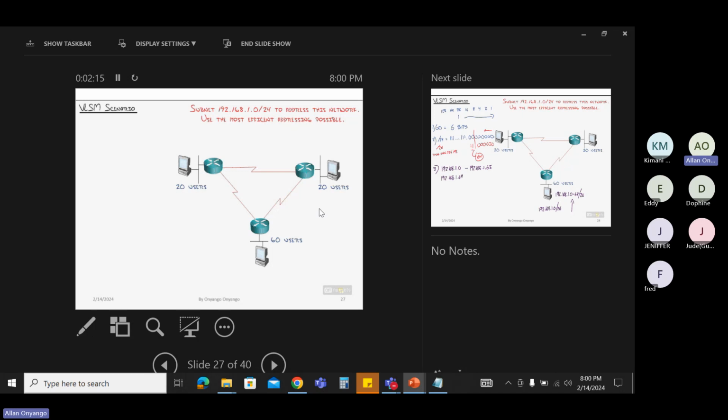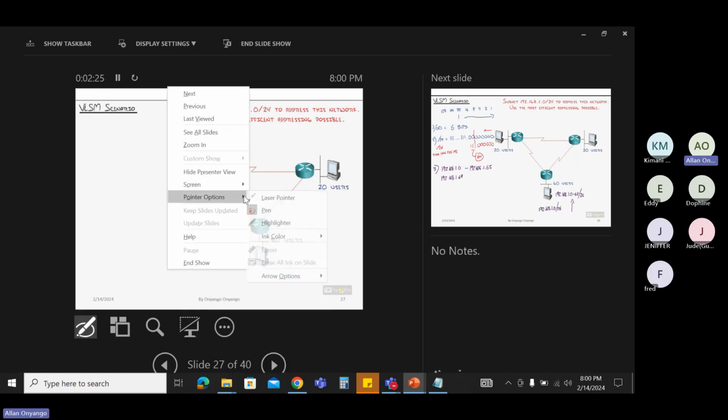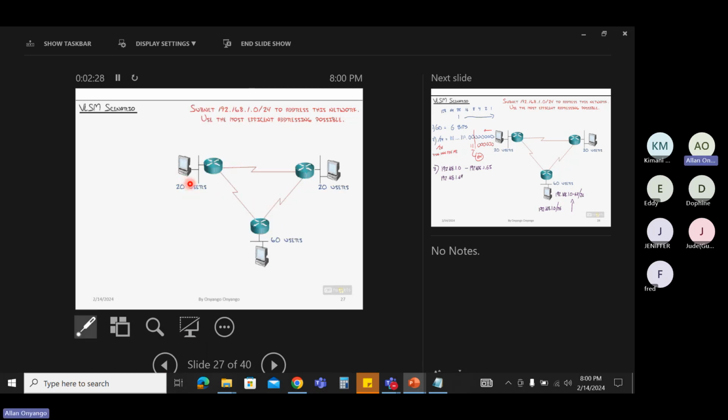Here you'll be given the number of users for each and every network. If you check here, the network on the left requires 20 users. The one on the right also requires 20. This one requires 60. How many are here? Point to point, exactly two. Here? Two. Here? Two. So we have six networks. Three of them require 2, 2, 2. We call them point to point networks. Two of them require 20, 20.